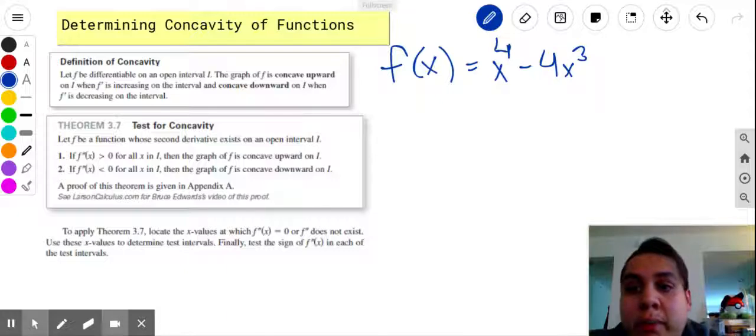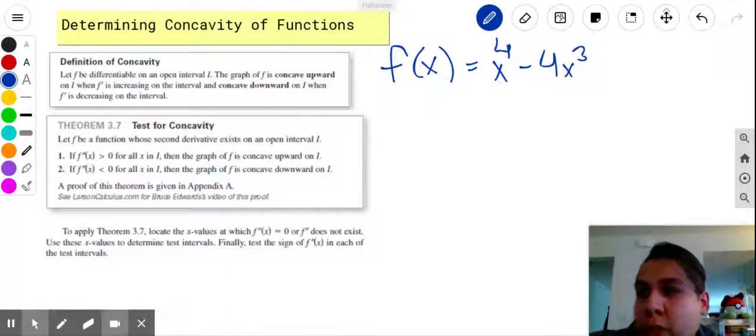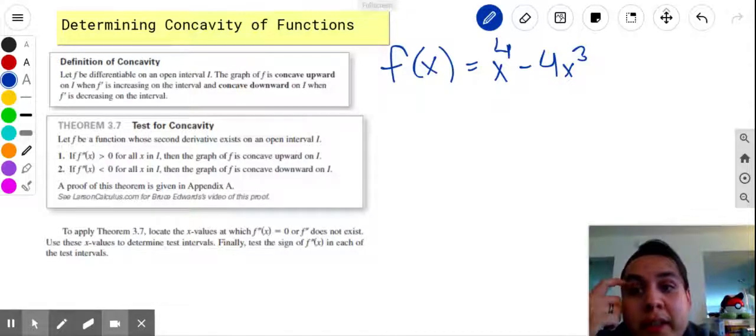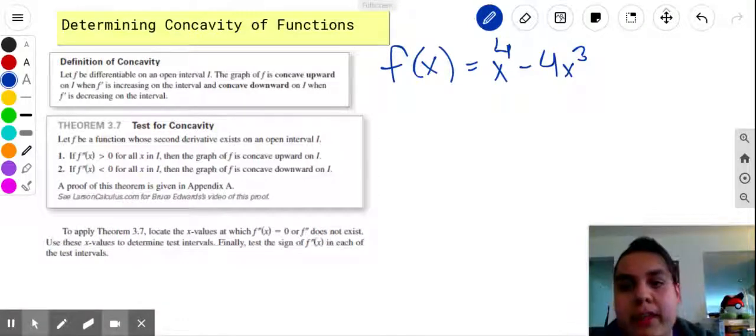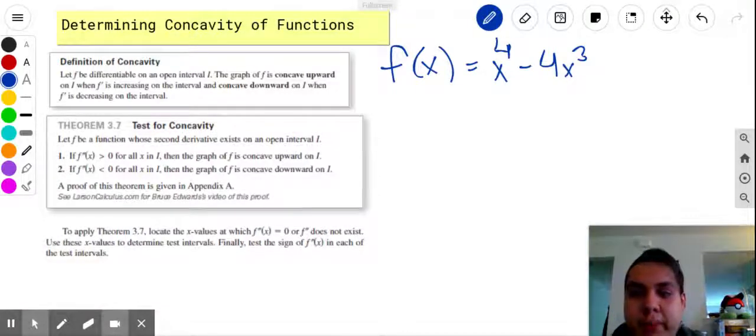And then we have theorem 3.7, which is on page 189 in the textbook. It states, let f be a function whose second derivative exists on an open interval I. So we have to make sure that the derivative exists to begin with. If the second derivative of x is greater than 0 for all x in the interval, then the graph of f is concave upward on the interval I.